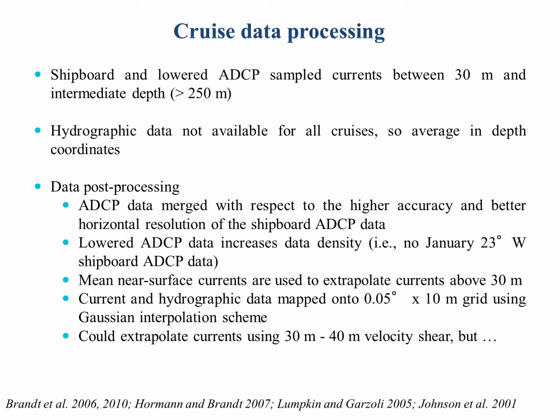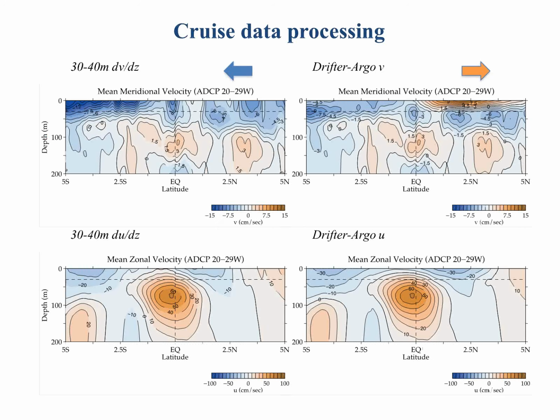We could have used, as in previous studies in the tropical Pacific, they took the ADCP data at 30 meters and 40 meters. They estimated a shear and extrapolated upwards. We could have done that, but the problem is that in the tropical Atlantic, if I use the 30 to 40 meter shear and I extrapolate upwards, the surface currents north of the equator are southward, whereas if I use the drifter and Argo data, it's northward. And again, if you have trade winds blowing from east to west, you expect the flow to be northward. So using shear between 30 and 40 meters is not a reasonable thing to do.